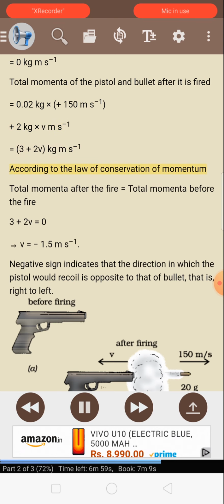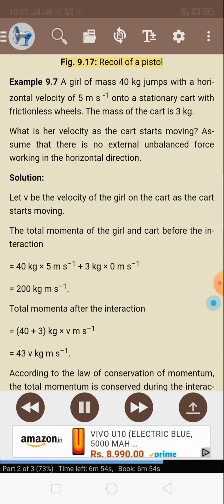According to the law of conservation of momentum, total momenta after the fire equals total momenta before the fire. 3 plus 2v equals 0. v equals minus 1.5 meters per second. The negative sign indicates that the direction in which the pistol would recoil is opposite to that of the bullet, that is, right to left. Figure 9.17, recoil of a pistol.